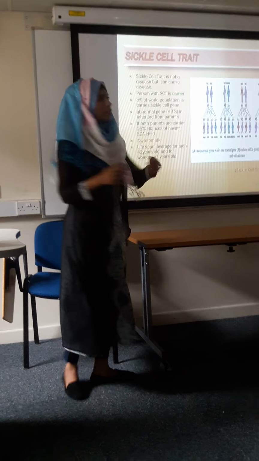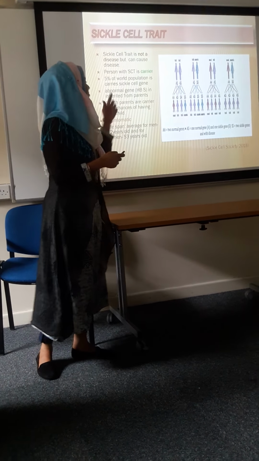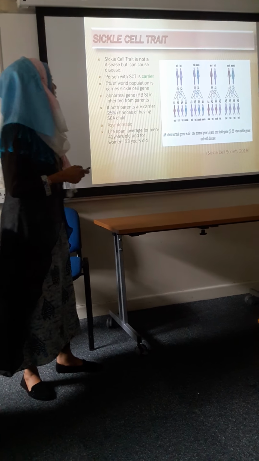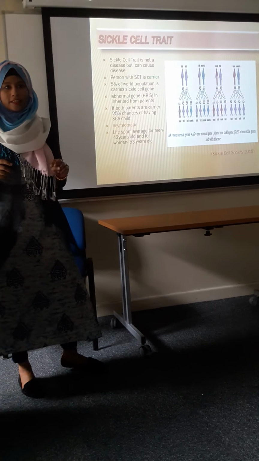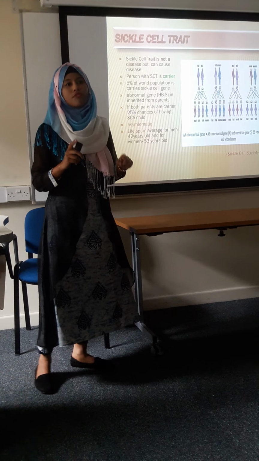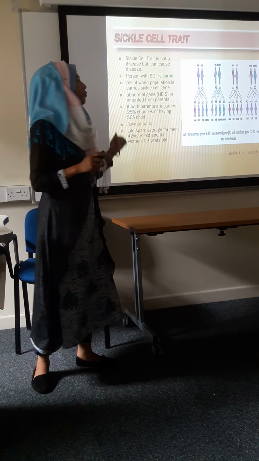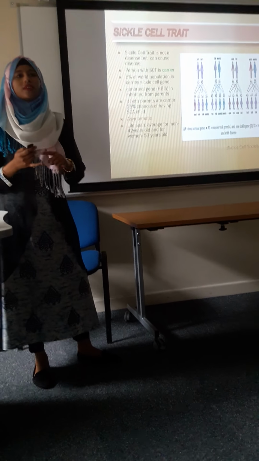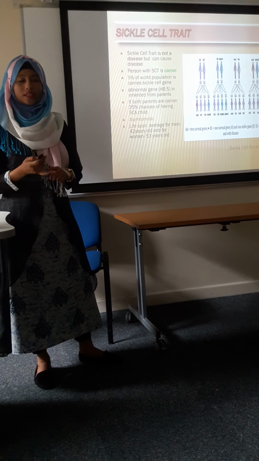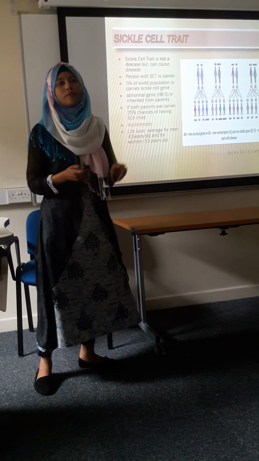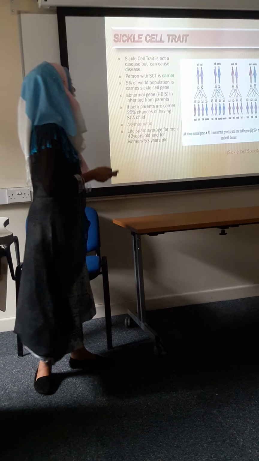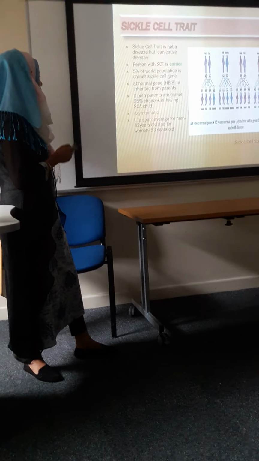The figure on my left-hand side shows the genotypes of sickle cell anemia. If both parents are carriers, they have a 25% chance of having sickle cell anemic children. And if one parent is a carrier and one is affected, they have a 50% chance of having sickle cell anemic children.